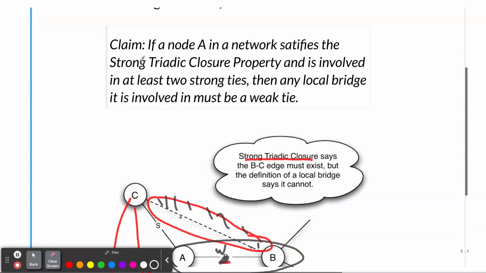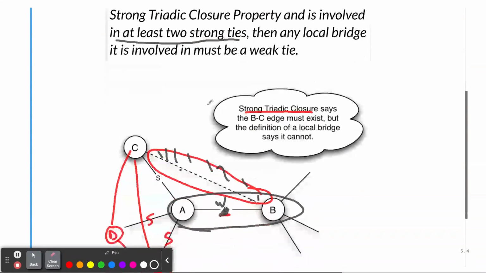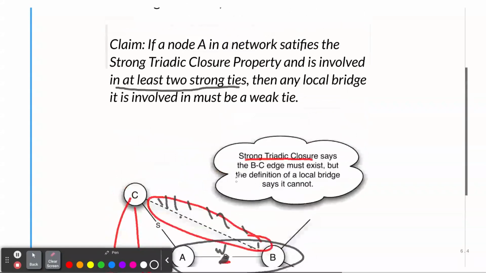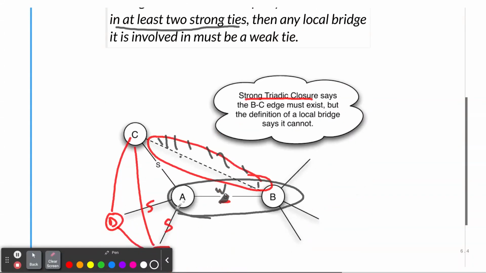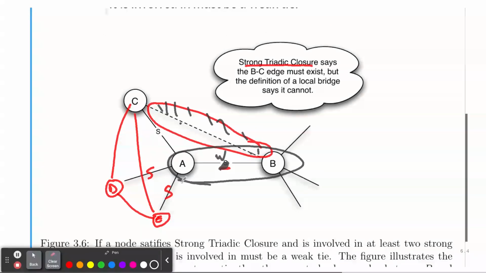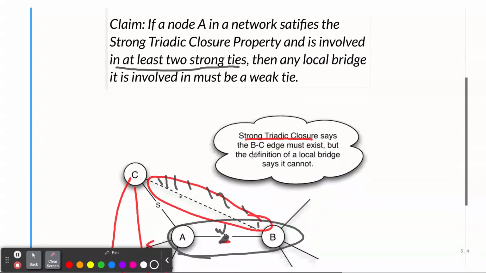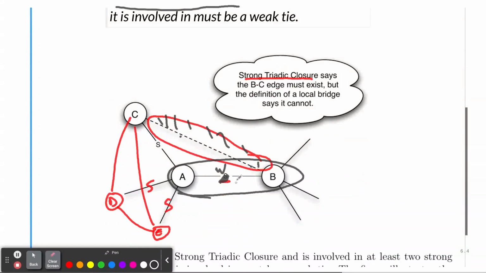If A satisfies strong triadic closure and has at least two strong ties, here we have strong from C to A and then A to B, or A to D, A to C, and so on, then any local bridge it is involved in must be a weak tie. So, in order for AB to be a local bridge, the tie has to be weak. Otherwise, there would be a shared neighbor between A and B because of strong triadic closure.